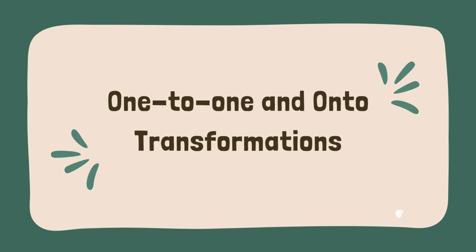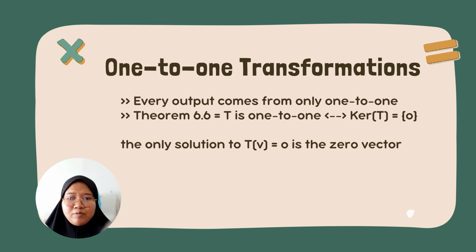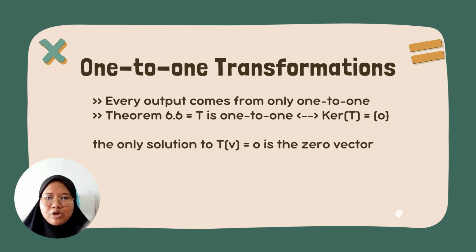One-to-one and onto transformations. A transformation is one-to-one if every output comes from only one input. Theorem 6.6 tells us that T is one-to-one if kernel T equals 0. In other words, the only solution to T(v) equals 0 is the zero vector.